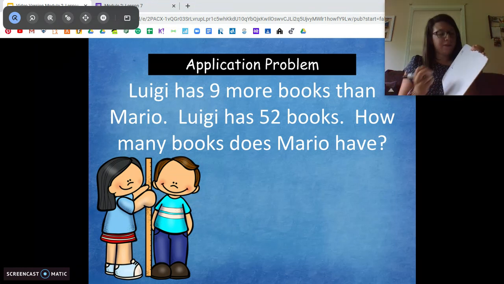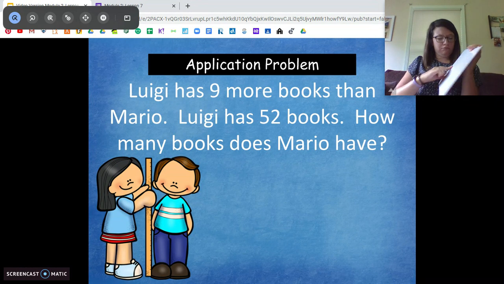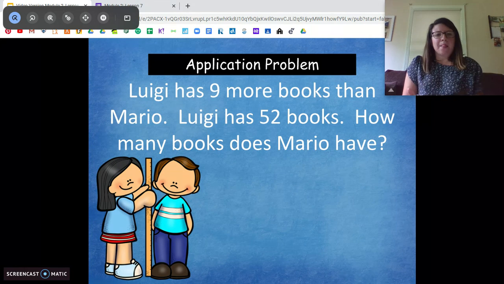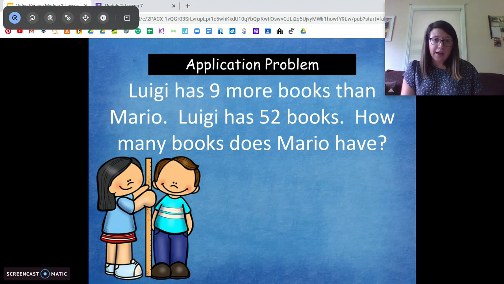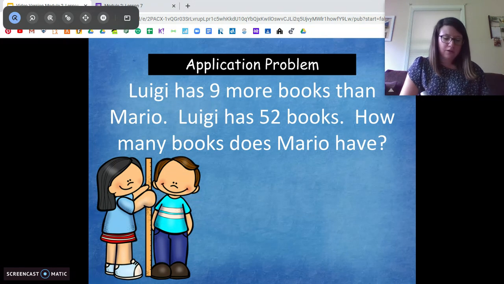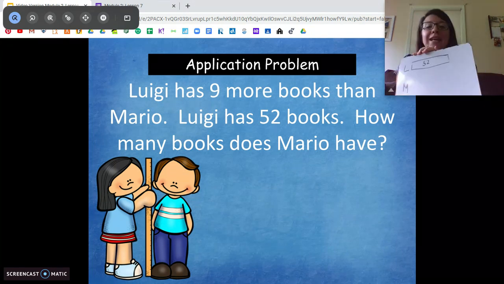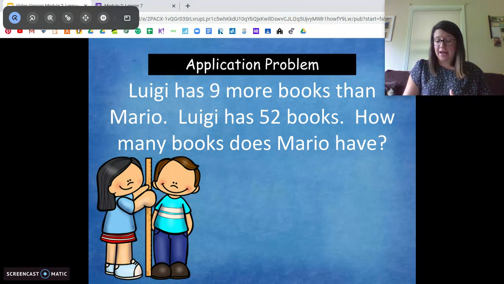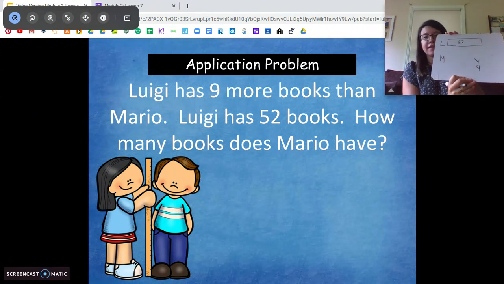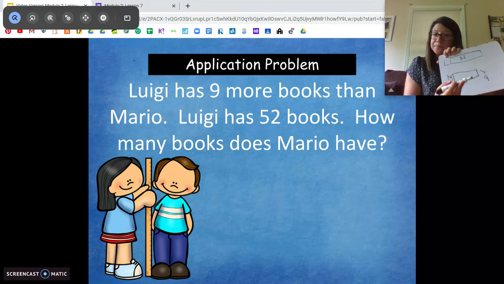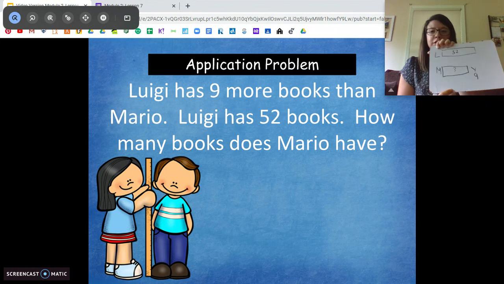Now, I'm going to do that the way I had it before. L for Luigi, M for Mario. Luigi has 52 books, so I'm going to draw a big square for 52. Luigi has 9 more books than Mario, so Mario has less books than Luigi. So he has 9 more, so I'm going to do that little sign there. And then these will be Mario's books. Do we know how many books Mario has? Nope. So I'm going to put a question mark.